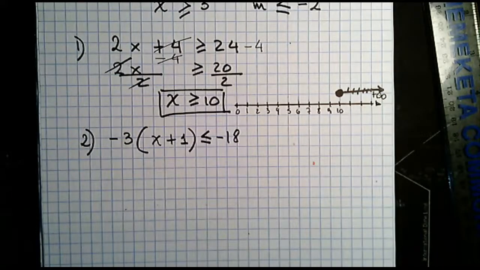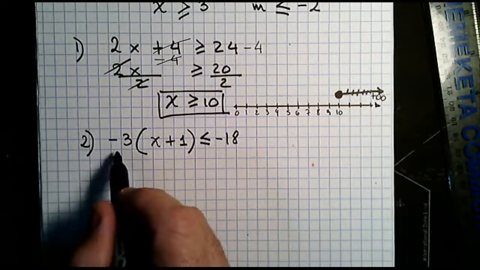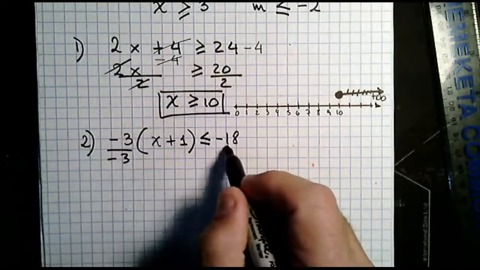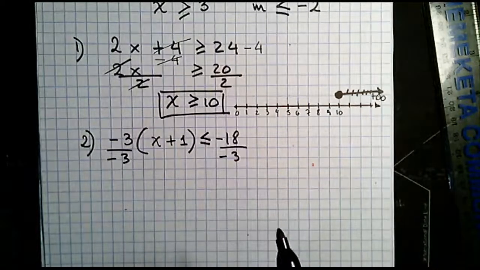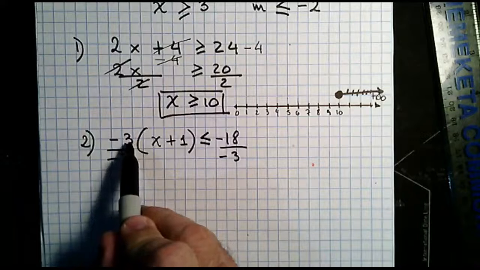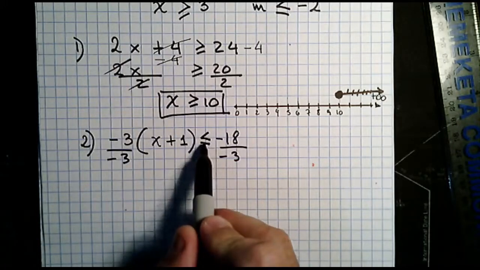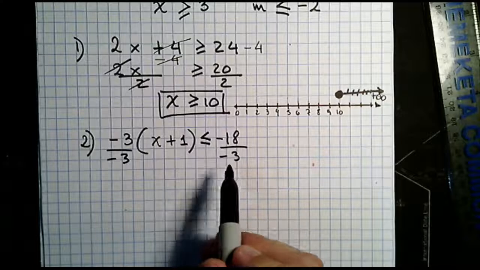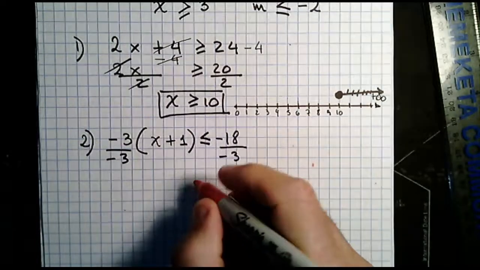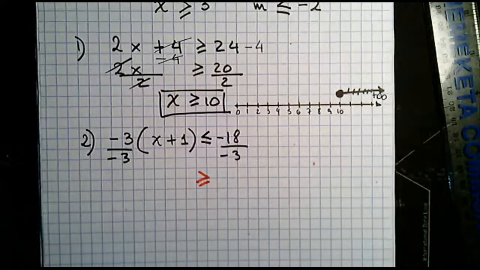Very good. To solve this one, I have to divide both sides by negative 3. But every time you divide or multiply by a negative number, the inequality is going to flip, okay? So this one is going to be in the other direction. Every time you multiply or divide by a negative number. The result of that is this one.